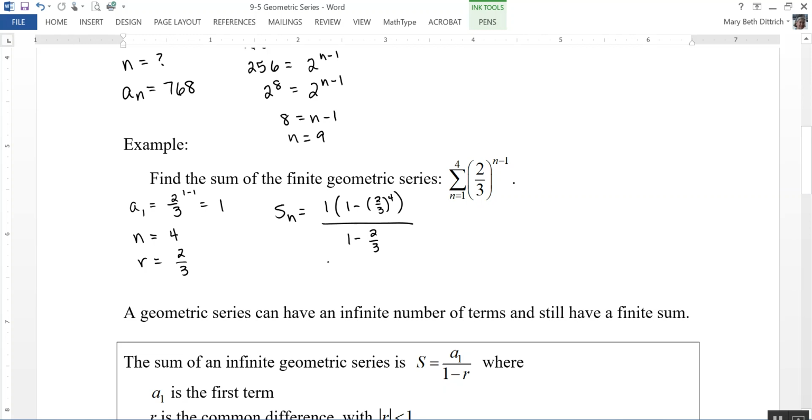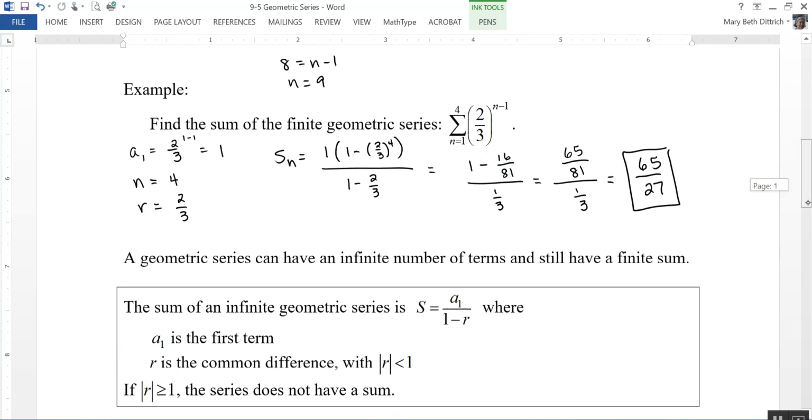Let's clean that up a little bit. I'm going to ignore this times 1 out front. So 1 minus 2/3 raised to the 4th power is 2 to the 4th power over 3 to the 4th power, or 16 over 81, over 1 minus 2/3, which is 1/3. Plugging that into my calculator, I get 65 over 81 divided by 1/3. And use your calculator, use math, enter to turn it back into a fraction. I get 65 over 27. Not a nice number, but that is the answer.